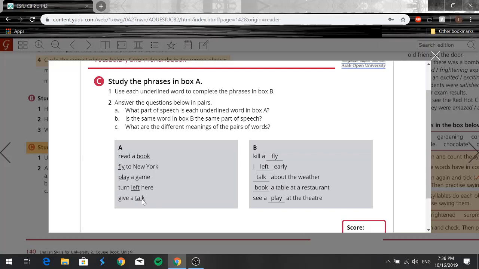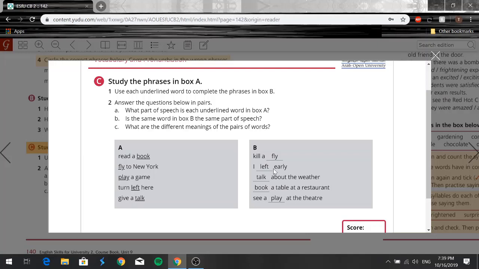But now let's go to the second box, box B here. Number 4, book a table at a restaurant. Here, book is not a noun, but rather a verb. See? So book here, as in read a book, right? A book, something that you can hold and read. While here, booking means to set an appointment at a restaurant for your table. Okay? So one's a noun and one's a verb.